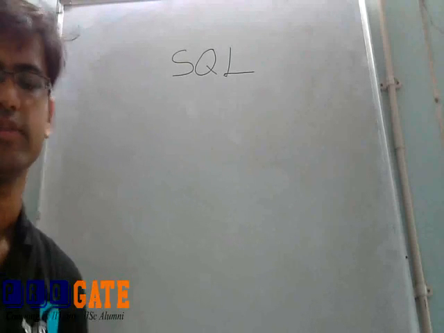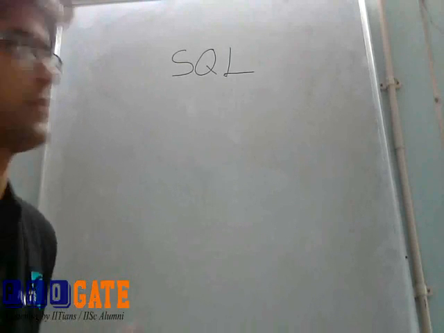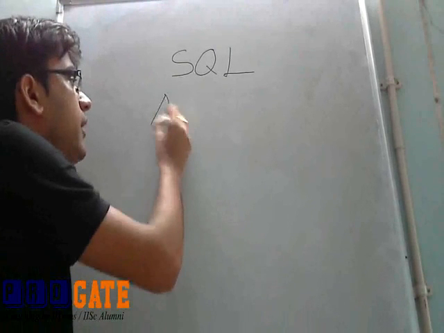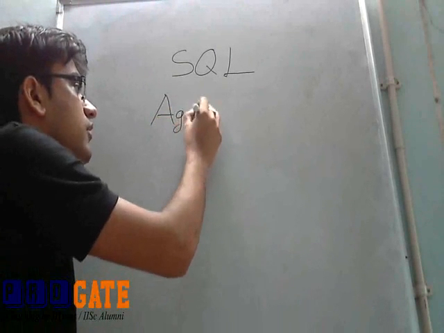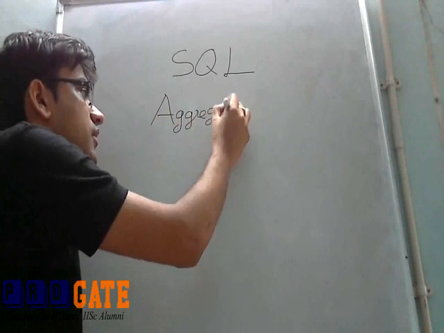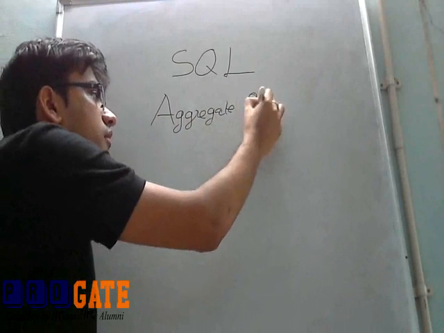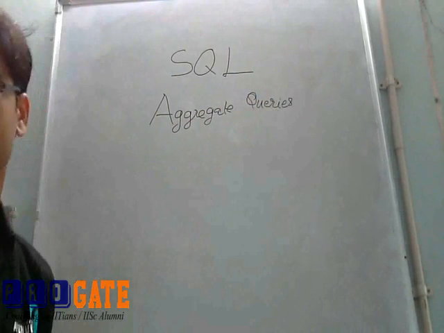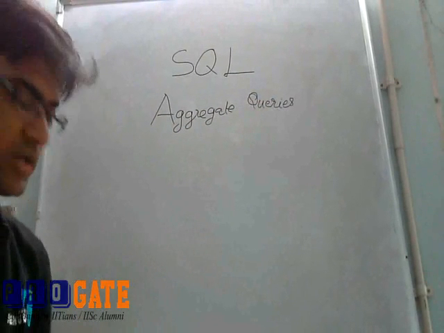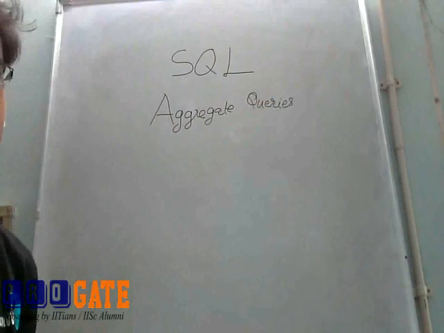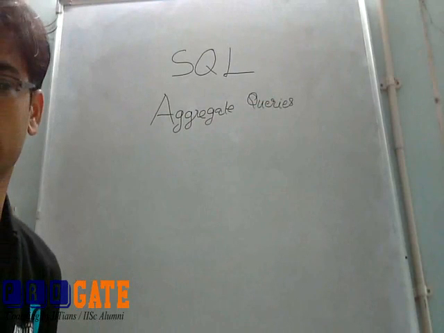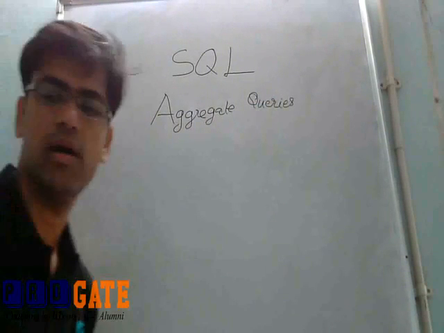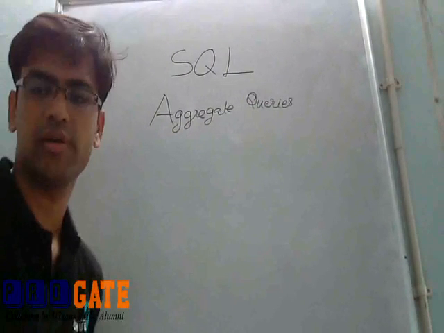So after Cartesian products, now let us see the next important part of SQL, which is aggregate queries. This is a pretty important topic. In this topic, we'll see how we can group certain attributes of a table together and then perform group operations on them.